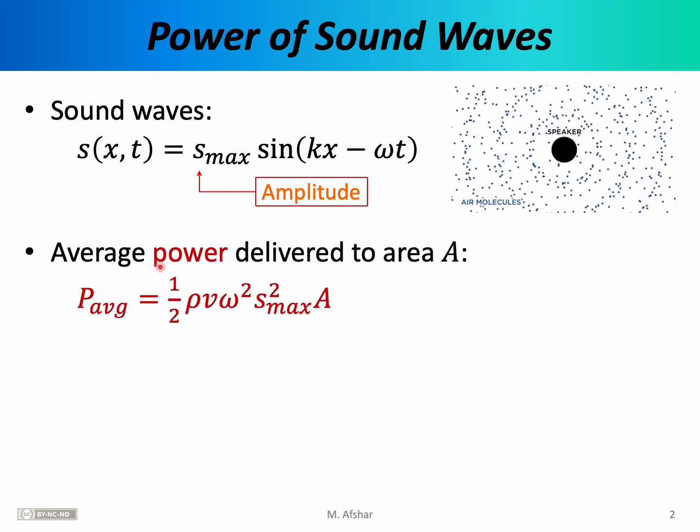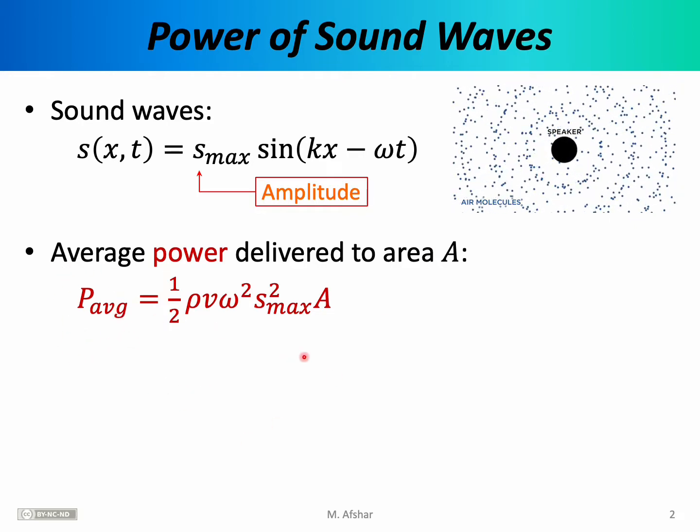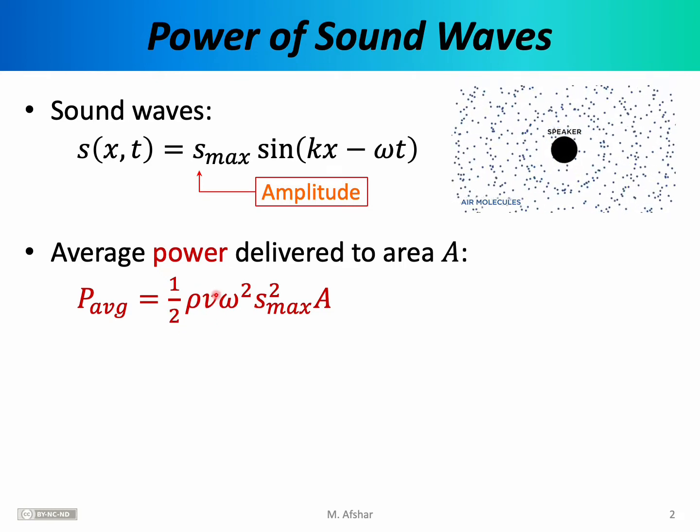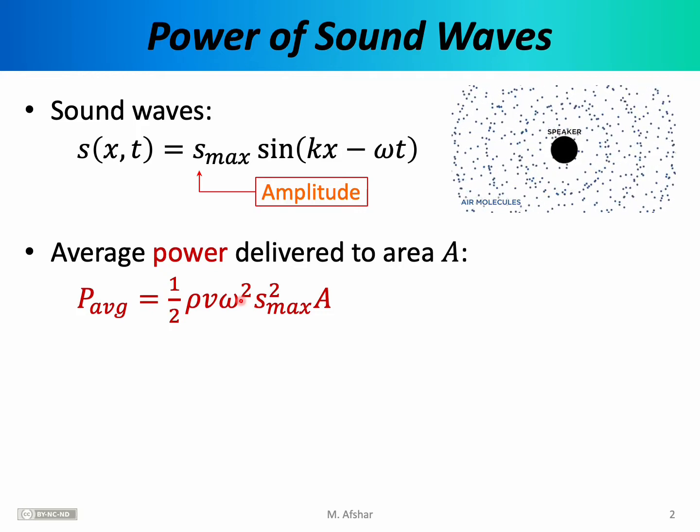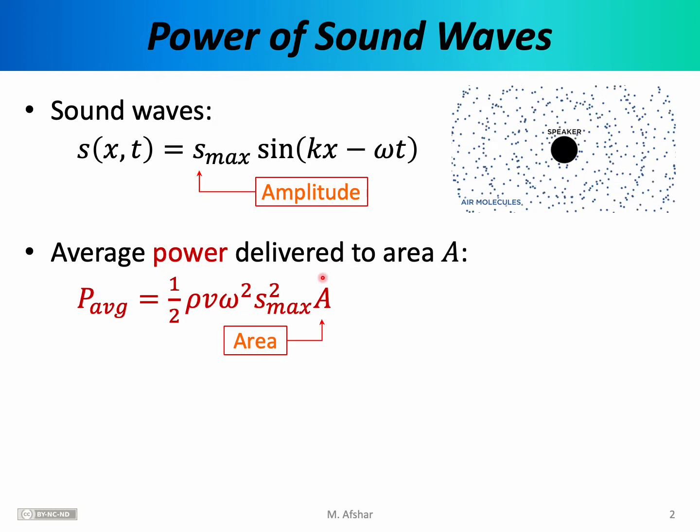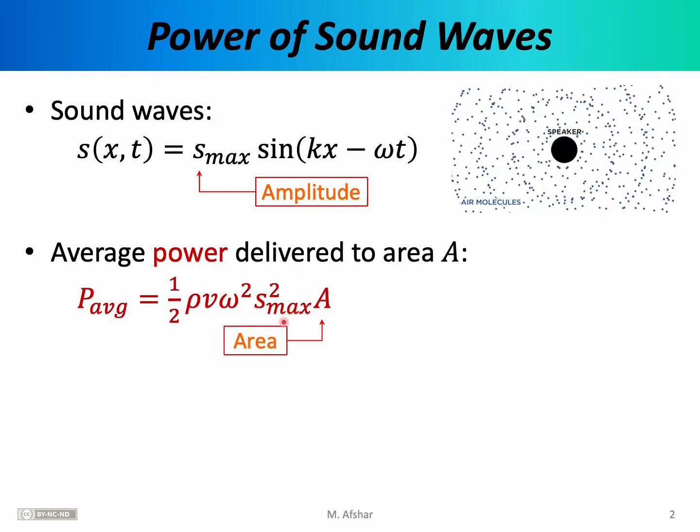The average power that is delivered to a particular area A is given by this formula. So we have the average power on the left, and on the right hand side we have 1/2 times rho, which is the volume mass density, times v, which is the wave speed, times omega squared, which is the angular frequency, times S max squared, which is the amplitude, and then A in this particular formula stands for area. So we're reserving the letter A for area, and we're using S max for amplitude.